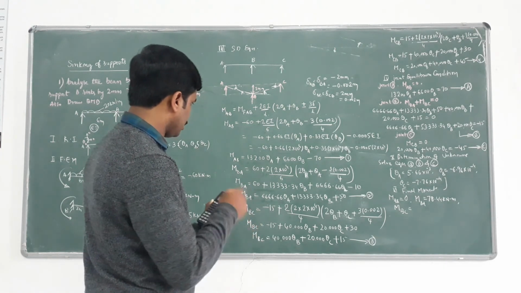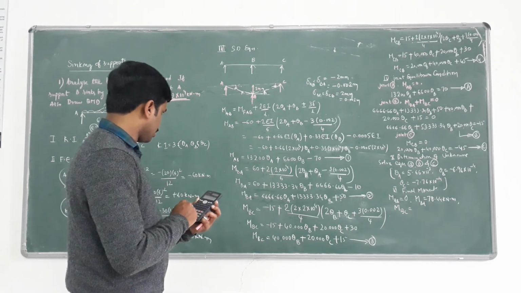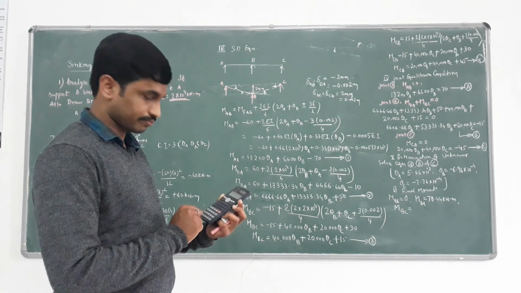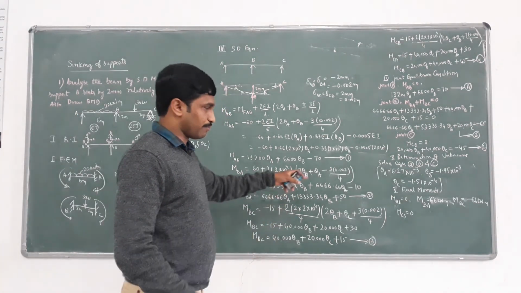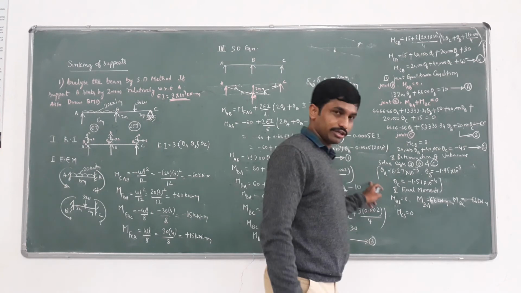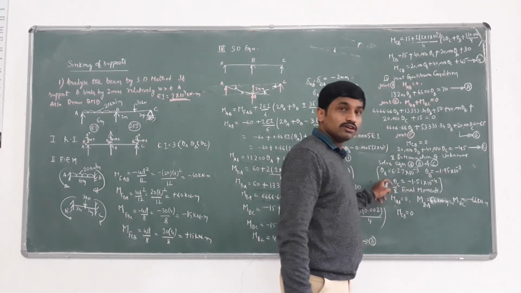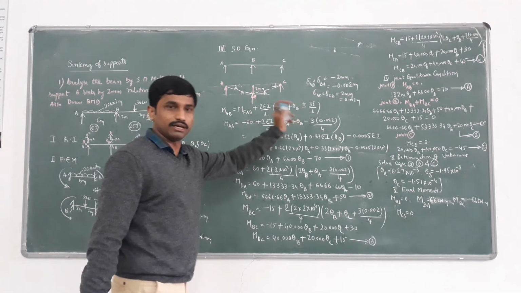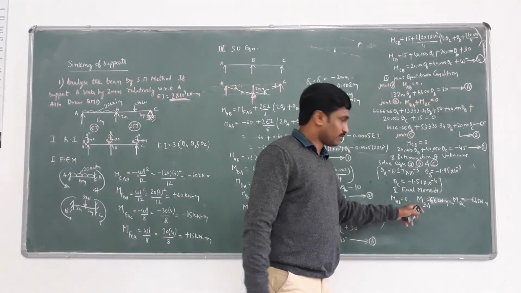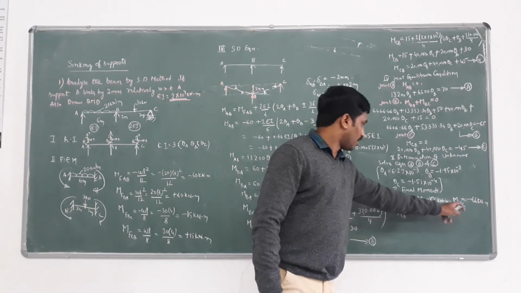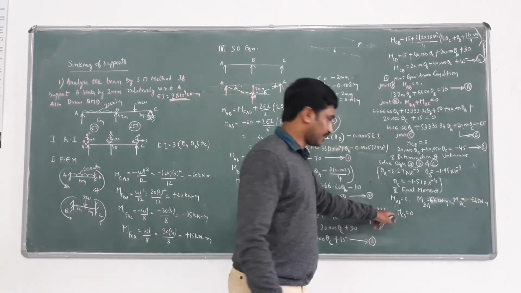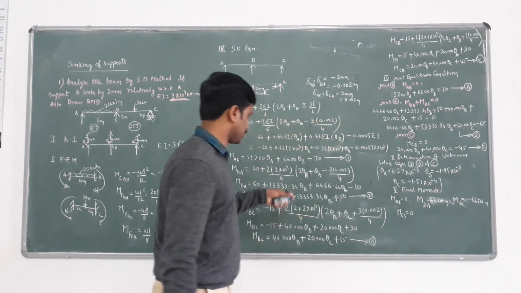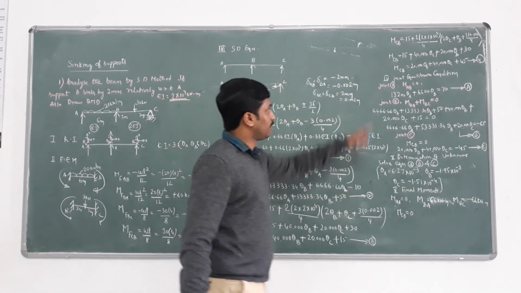Theta A, theta B. Here MBC, MAB, MBA. So by back substitution, we know the theta A, theta B, theta C values. Substitute these values in MAB, MBA, MBC and MCB. We are getting MAB equals 0 and MBA equals 66 and MBC equals minus 66 and MCB equals 0. You just substitute the values of theta A, theta B, theta C in equations 1, 2, 3 and 4.